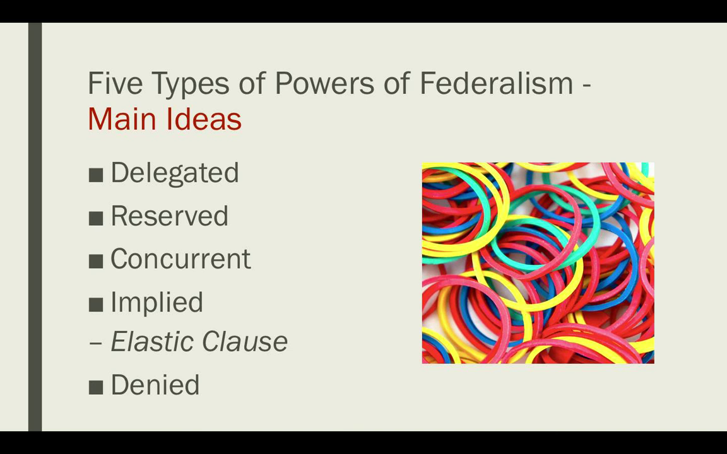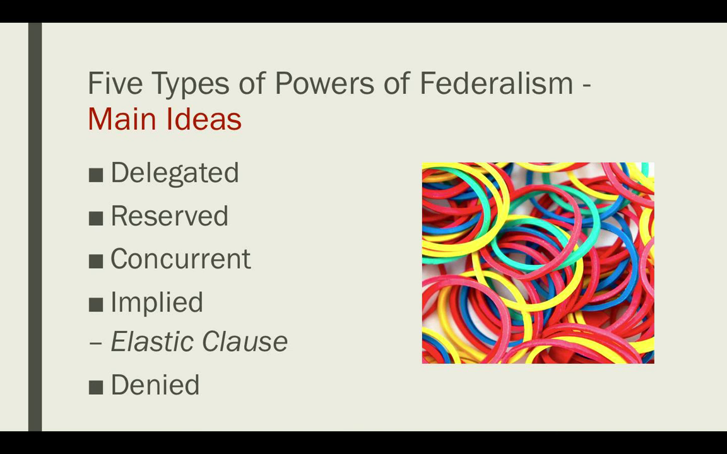Now, the third type of powers is concurrent. These are powers that are happening at the same time, simultaneously, that are given to both the national and state governments, and they both can do this. Things that fall into this category: taxing and spending. The federal government collects taxes, the state government collects taxes. Borrowing money. States borrow money, the federal government borrows money.